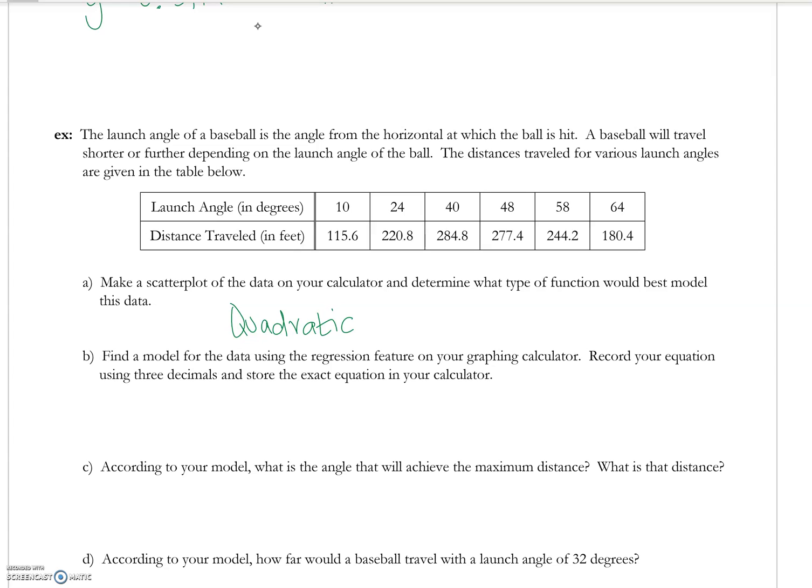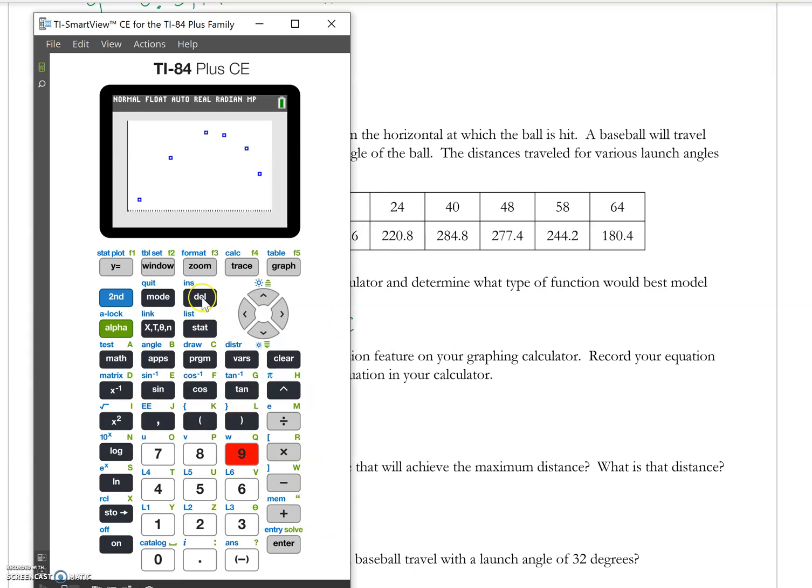Okay. Part B says find a model for the data using the regression feature on your calculator. Record your equation using 3 decimals, so that means write that down here, and then store the exact equation in your calculator, which is something we did not do in our last section. So if I go back to my calculator and hit the stat button, I'm going to go over to calc. I'm going to hit number 5 for quadreg, but then instead of just immediately hitting enter, I'm going to hit enter down to where it says store regression EQ.